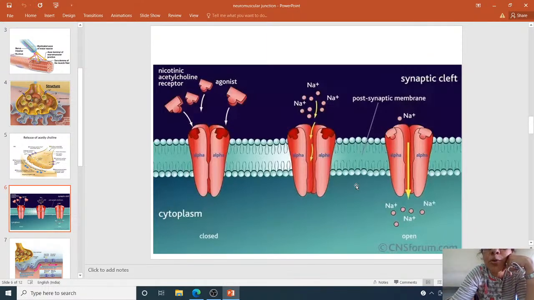In the next diagram, you can see that before they are attached, this is closed. When they open up, sodium ions will flow in. So look at the third diagram. They opened up and the ligands got exactly fitted into the alpha subunits. Then the channel is opened and sodium is flowing into it. This is how these receptors look.